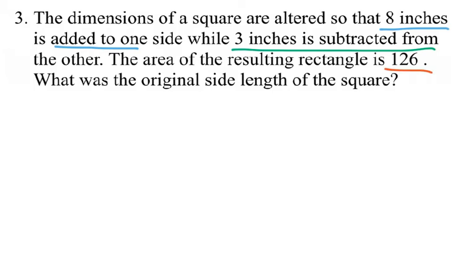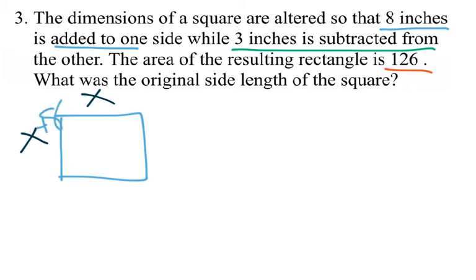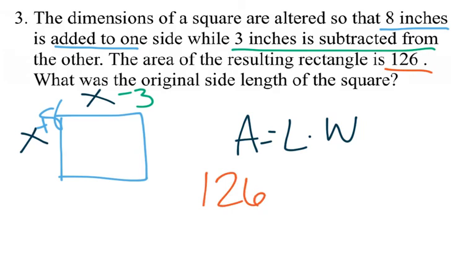So you started out with an x by an x because that's what a square is. And 8 was added to one side and 3 was subtracted from another. Remember that area is length times width, and it tells us that the area is now 126, and we already know that the length is x plus 8, and the width is x minus 3.